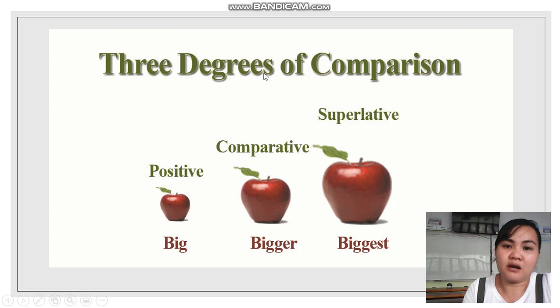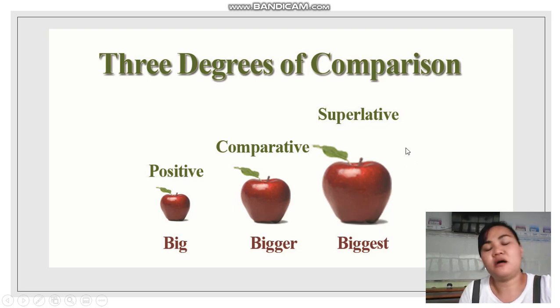Next, we are going to talk about the degrees of comparison. When we say positive, we are just referring to one person or thing. So for example, the apple is big. Next, the second degree is the comparative. This is when we are comparing two things. So we will use bigger. The second apple is bigger than the first one. Okay. Next, we're talking about the superlative.